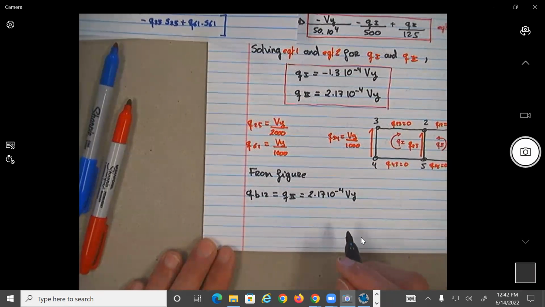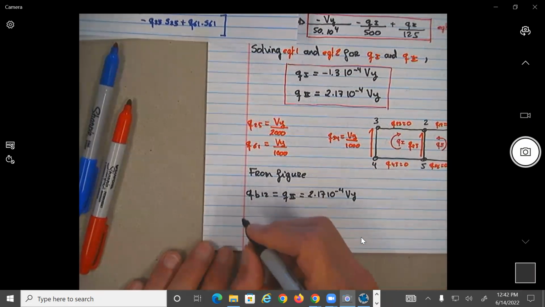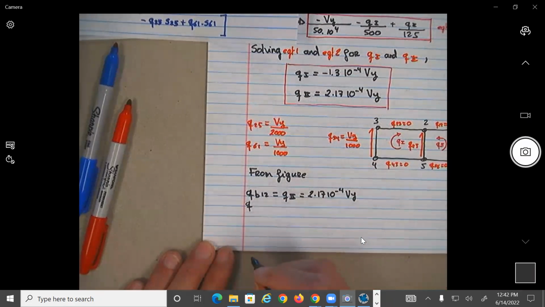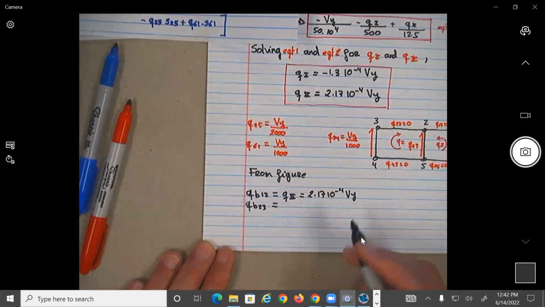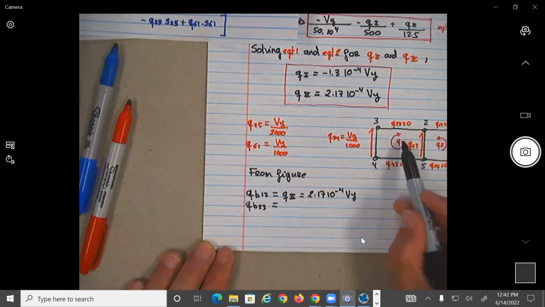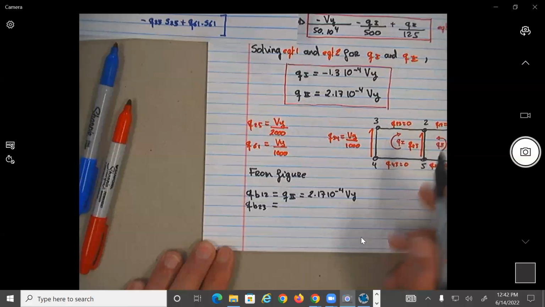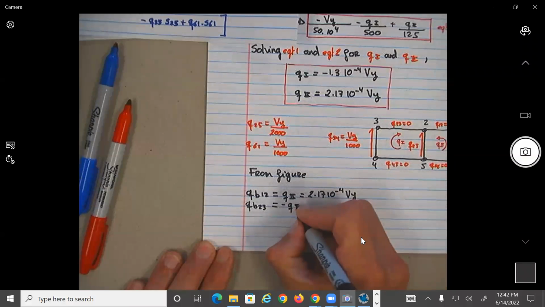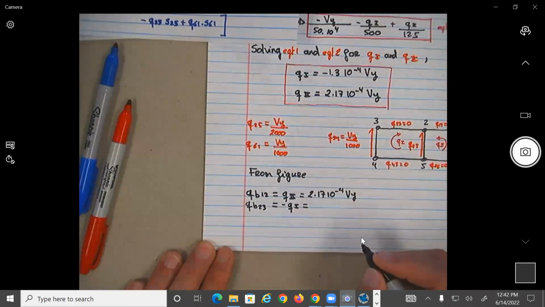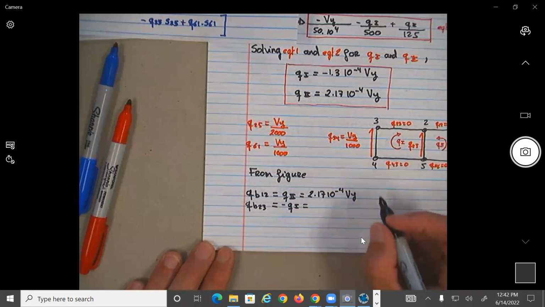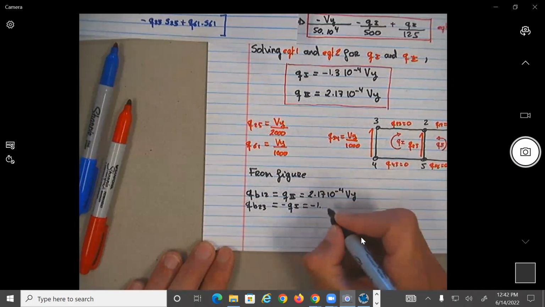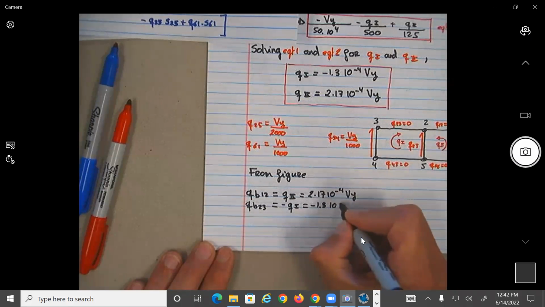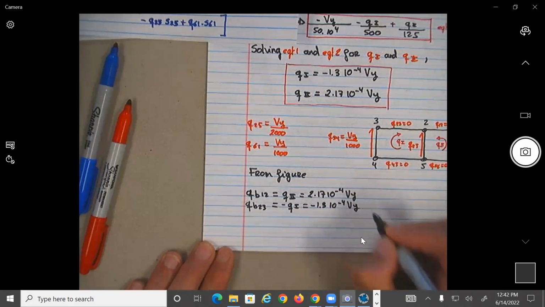Okay. We have this. Then what are we going to have for Q? Let's do 23, B23. What is that going to be equal to? That one should be equal to minus Q1, no? So that should be the negative 1.3 10 to the minus 4 Vy, even though the signs are not going to matter.